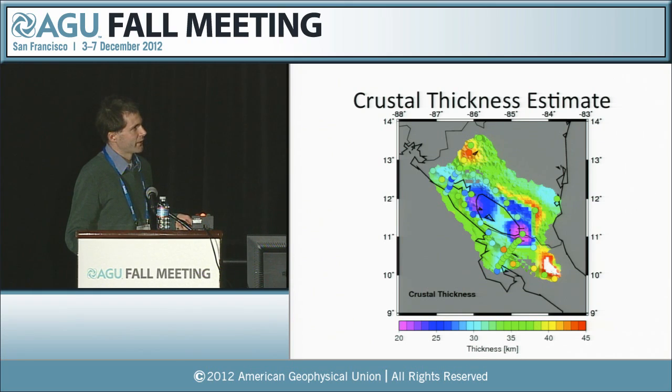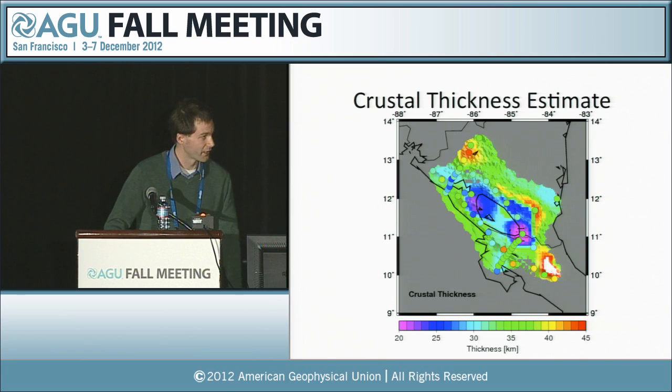What I've plotted here, in these symbols at the station locations, are Laura Mackenzie's receiver function estimates for crustal thickness. And in Nicaragua, we have pretty good agreement, but in this region, we're a little bit off. But the structure here is quite complicated, so that's not surprising.